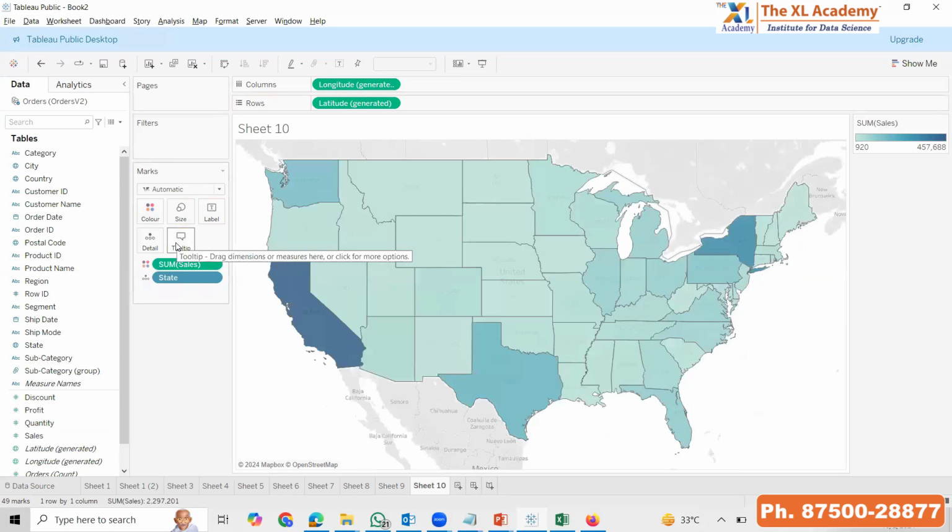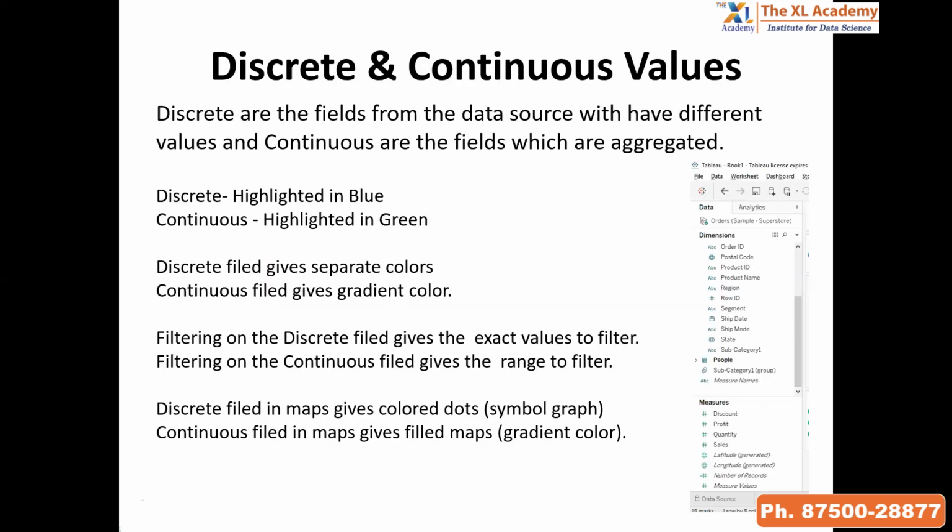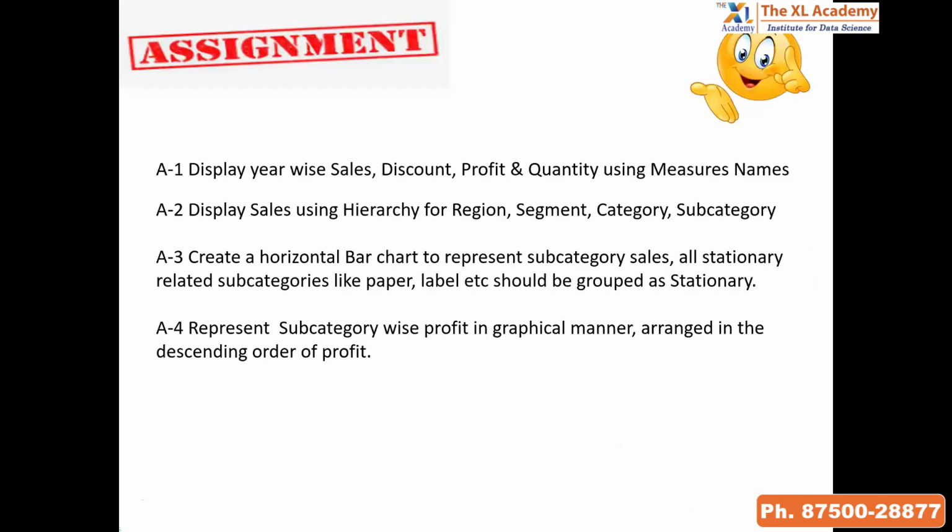Okay? Right? So discrete versus continuous. Let's do a quick review once. Discrete blue, continuous green. Discrete field separate color, continuous fields gradient color. Filtering on discrete exact value, filtering on continuous range. Discrete field in maps color dot, continuous field in map filled map or gradient colors. Right? So as of now, the objective was just to compare discrete and continuous. Okay? And here comes your second assignment.